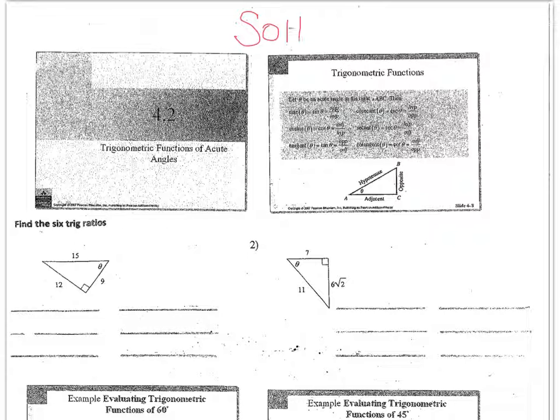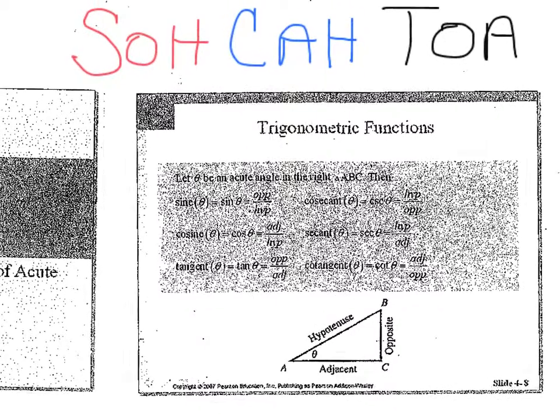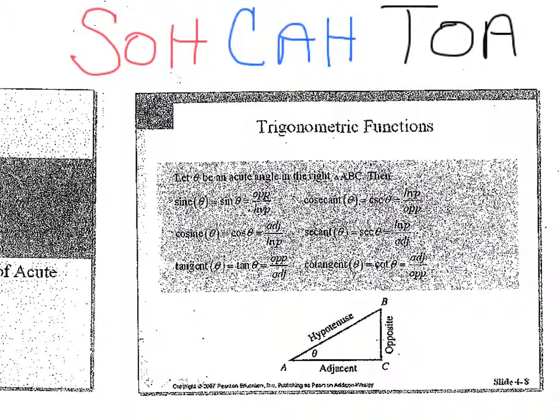SOH, CAH, TOA. Okay? So if you look at your notes, the name of the section is trigonometric functions and acute angles. Sine is opposite over the hypotenuse. Cosine is adjacent over the hypotenuse, and tangent is opposite over the adjacent.